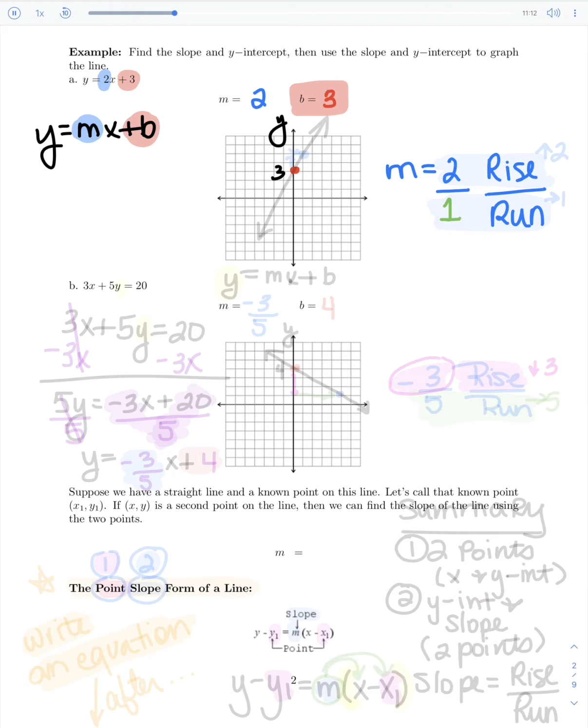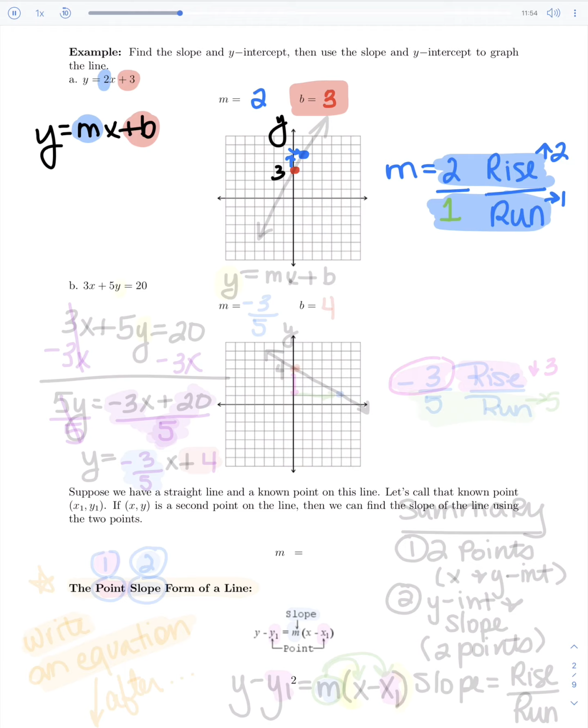So that means my rise here, which is 2, because it's positive, means I'm going to go up 2. And my run, which is positive 1, means I'm going to run to the right 1. So what does that mean? If I'm going to start where my y-intercept was at 3, and then from there, I'm going to use this as a map. I'm going to go up 2 and right 1. And that'll be where my second point is.